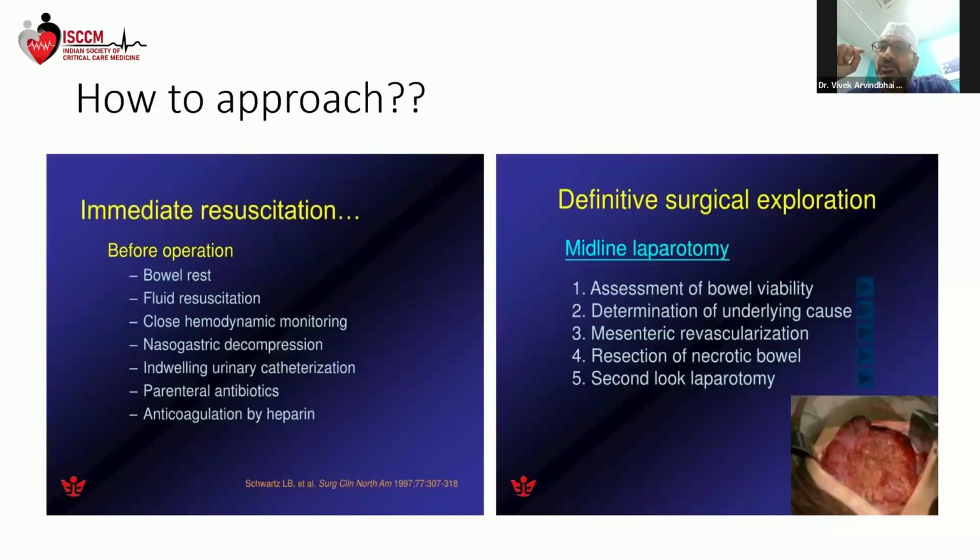Now, as far as the approach is concerned, on one side there is the medical approach, immediate resuscitation, and on the other is surgical exploration. Before surgery: bowel rest, fluid resuscitation, close hemodynamic monitoring, nasogastric decompression, indwelling urinary catheterization, parenteral antibiotics, and anticoagulation with heparin, right? These are all the immediate resuscitative measures before surgery. And in surgical exploration: assessment of bowel viability, determination of the underlying cause, mesenteric revascularization, resection of necrotic bowel, and second look laparotomy, right? So I summarize in that way. We'll go one by one. Next slide, please.